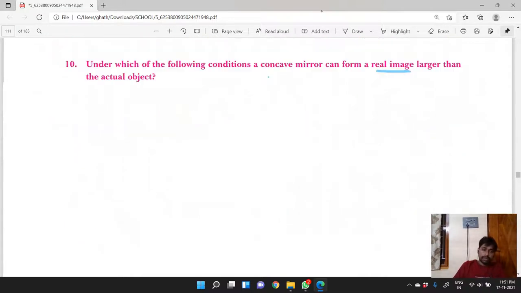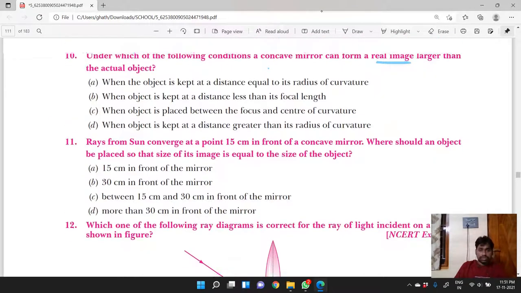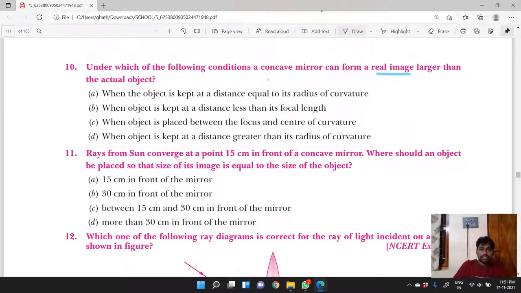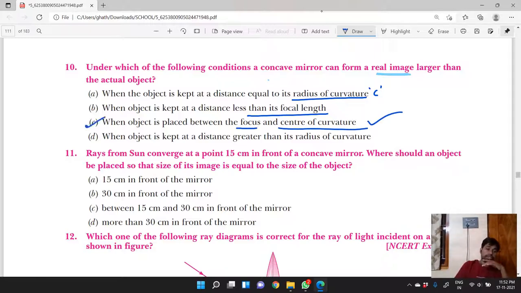So if you see that the object is placed at a distance equal to the radius of curvature, meaning the center of curvature, no, it again forms at the center of curvature. Less than the focal length, yes, it forms a virtual enlarged image but not a real enlarged one. So the object is placed between focus and center of curvature. Yes, absolutely true. Here is the answer.